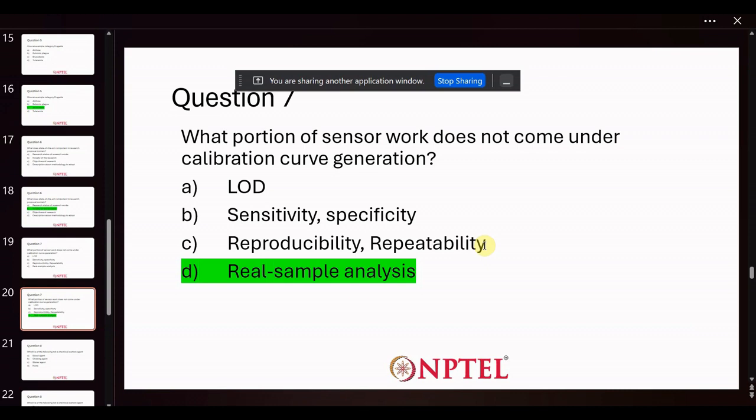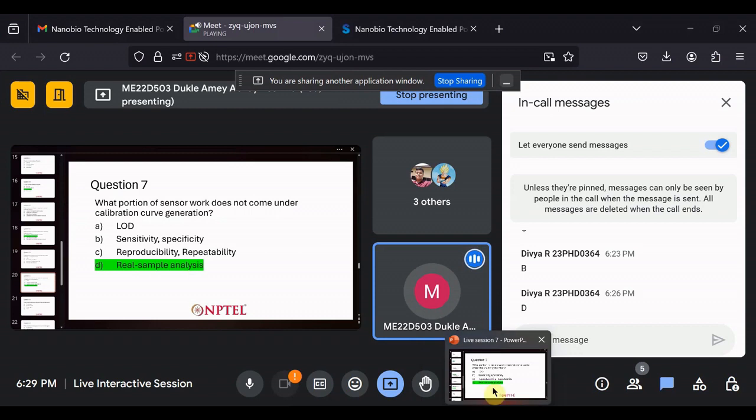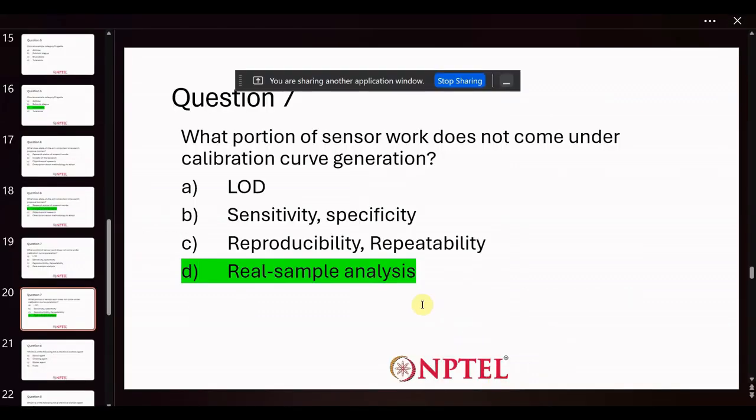And reproducibility and repeatability: you do the calibration curve n number of times. If for 1 millimolar you are getting 0.1 volts today, you should get the same value in 2 days, in 1 week, and maybe in 6 weeks also. That is what the reproducibility and repeatability factors are. All these things are main components of a calibration curve. In this you have demo samples, you don't have a real sample, so real sample analysis is not part of the calibration curve. You just take known quantities and then get the calibration curve. That is the purpose of the calibration curve.